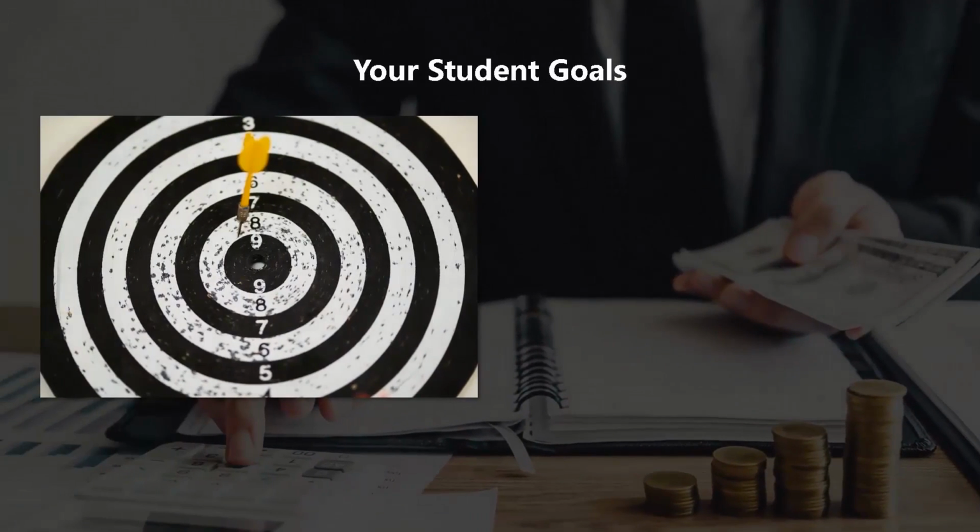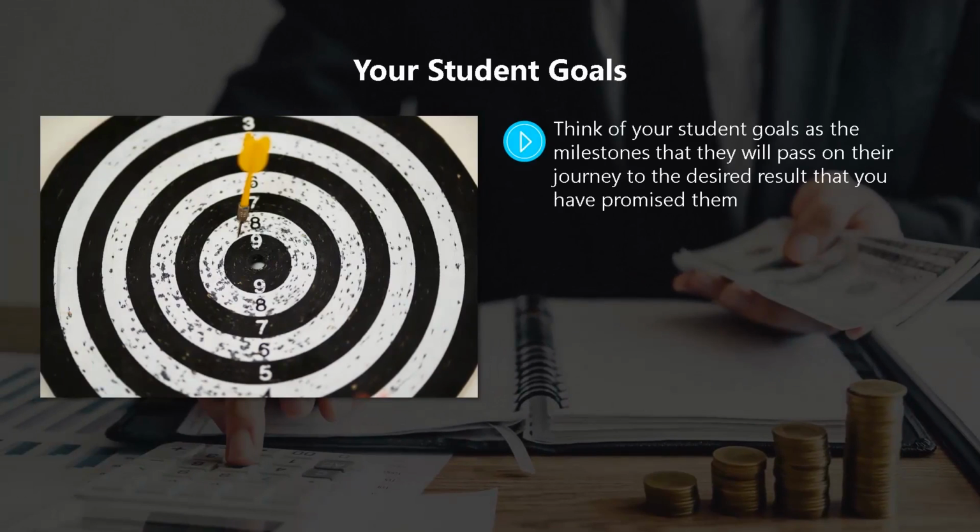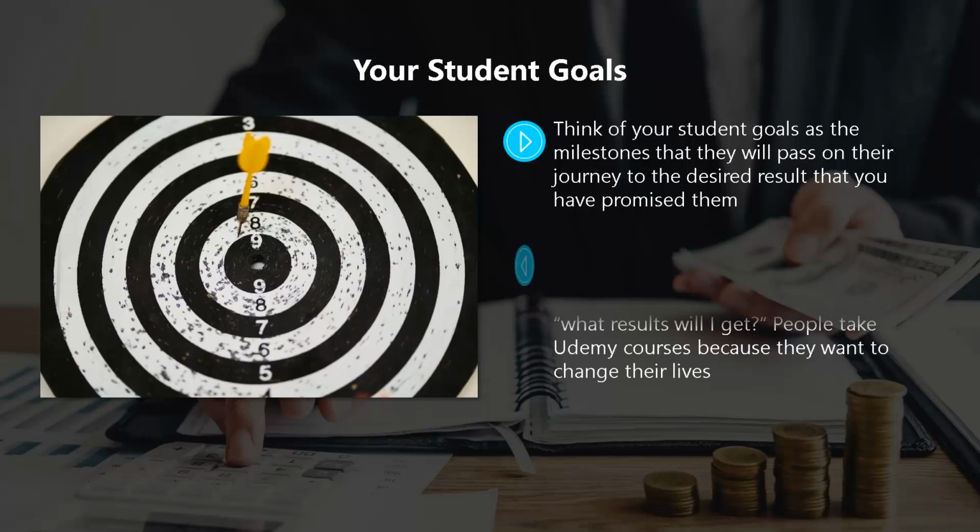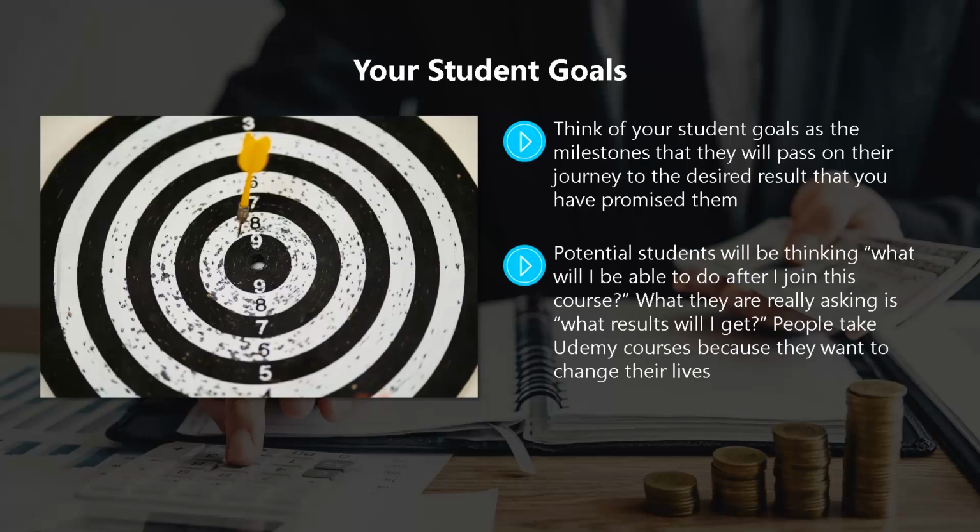Your student goals. Think of your student goals as the milestones that they will pass on their journey to the desired result that you have promised them. The goals must correspond to the sections of your course. Potential students will be thinking, what will I be able to do after I join this course? What they are really asking is, what results will I get? People take Udemy courses because they want to change their lives. They want to acquire new skills that will make their lives better. So you need to describe each one of your student goals in action terms.